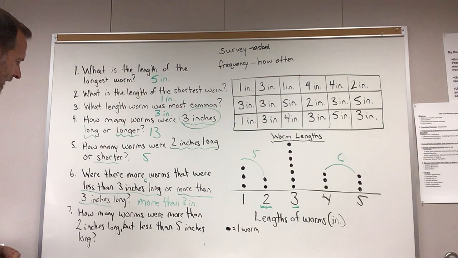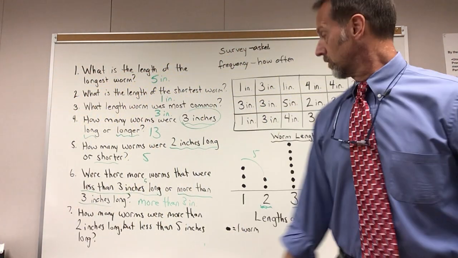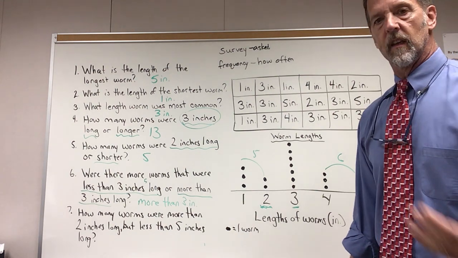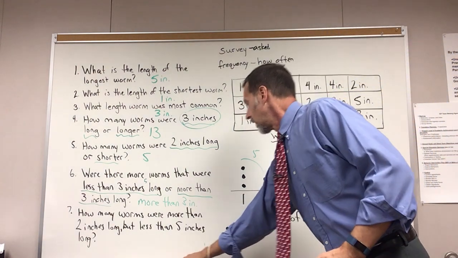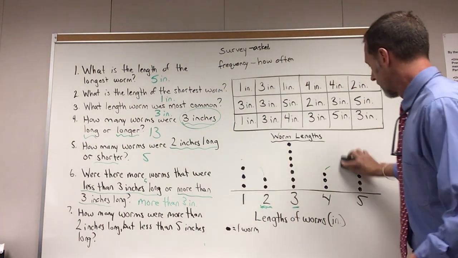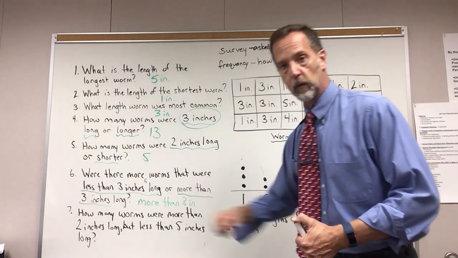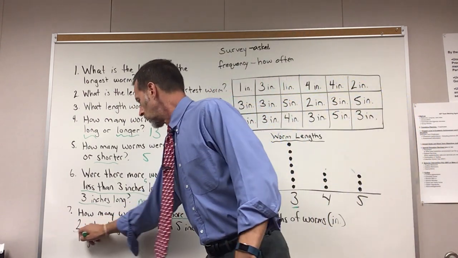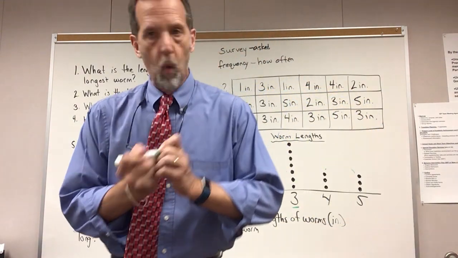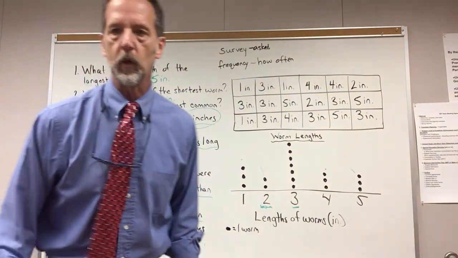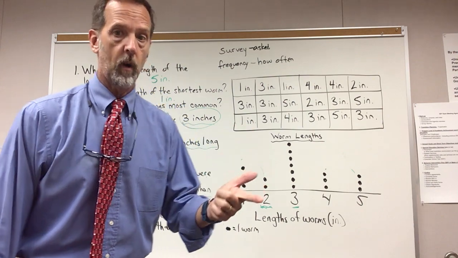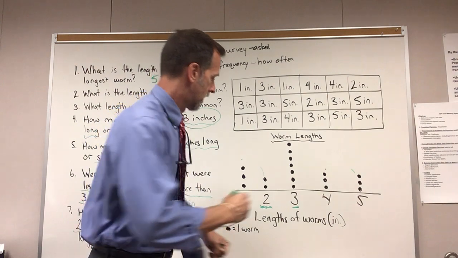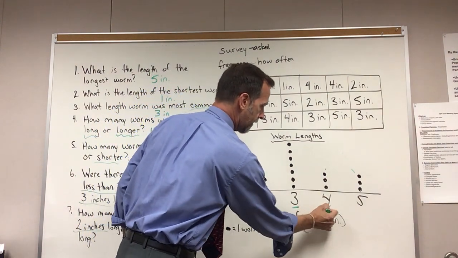The last question I have, how many worms were more than 2 inches long but less than 5 inches long? Okay, now you've got 2 rules you have to follow here. Did you see what they were in the question? They have to be more than 2. Well, what's more than 2? 3, 4, 5. More than 2 is 3, 4, 5.